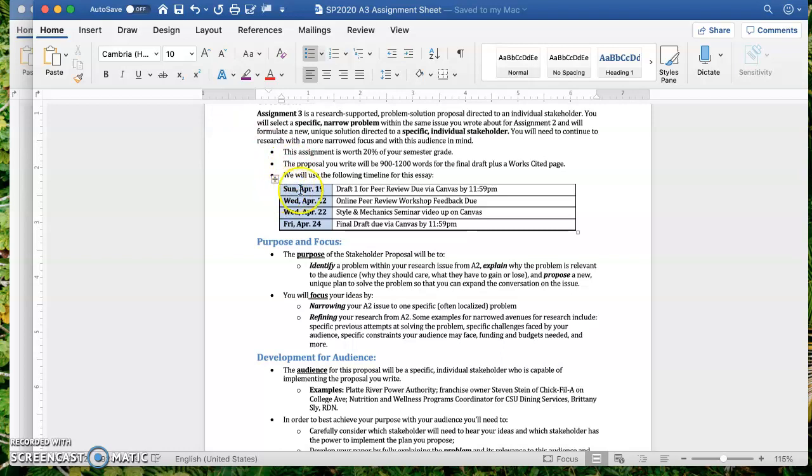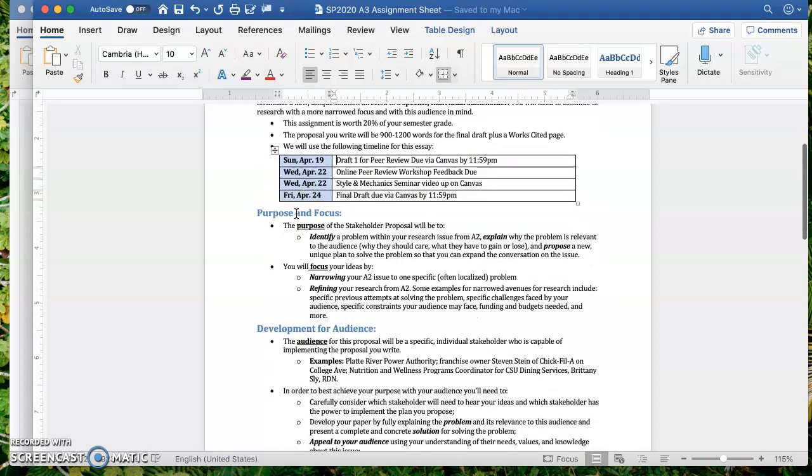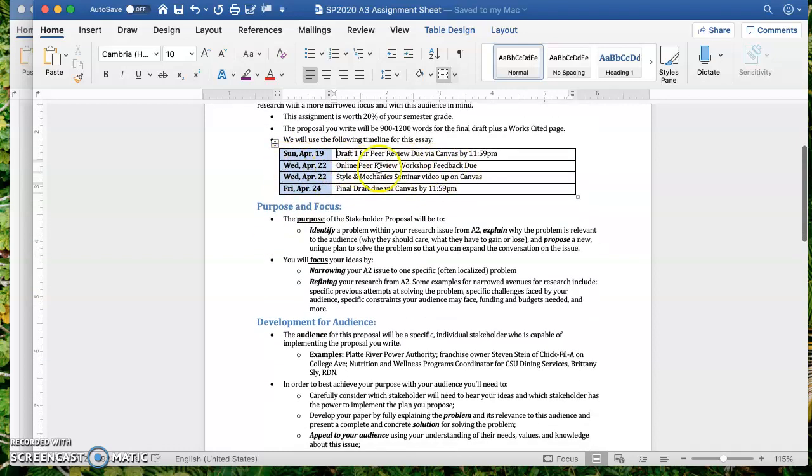So by Sunday, April 19th, end of the day on Sunday, I would like you to have your rough draft, and as usual, your draft is going to be 80% of the word count. And I would like you to upload that draft to Canvas, just like what we did for A2. You're going to do that again on Sunday, April 19th. On the following Wednesday, I would like you to have completed your online peer review feedback.